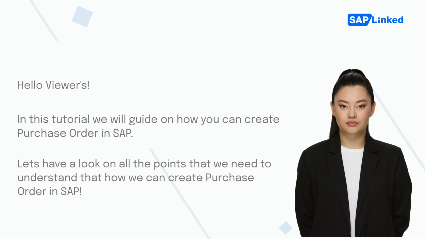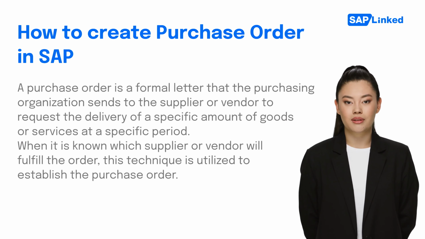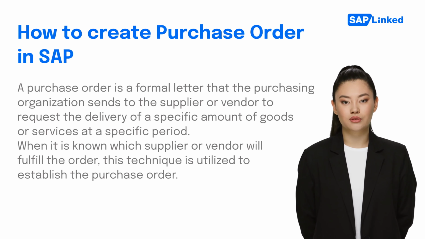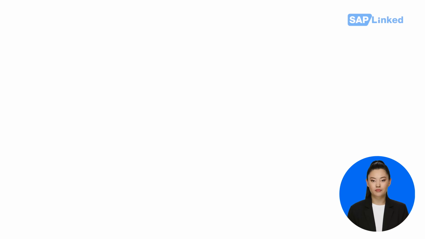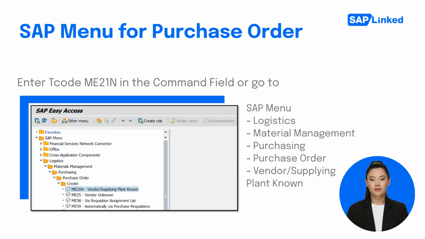A purchase order is a formal letter that the purchasing organization sends to the supplier or vendor to request the delivery of a specific amount of goods or services at a specific period. When it is known which supplier or vendor will fulfill the order, this technique is utilized to establish the purchase order. We will now go through the steps to create a purchase order in SAP.